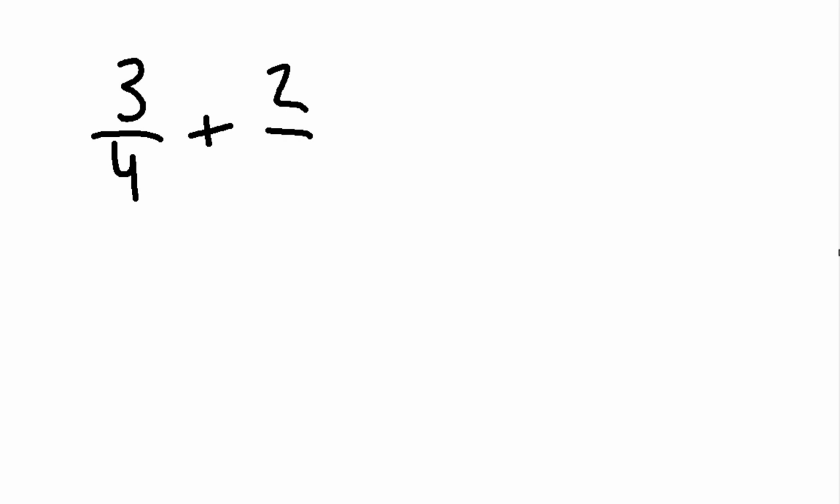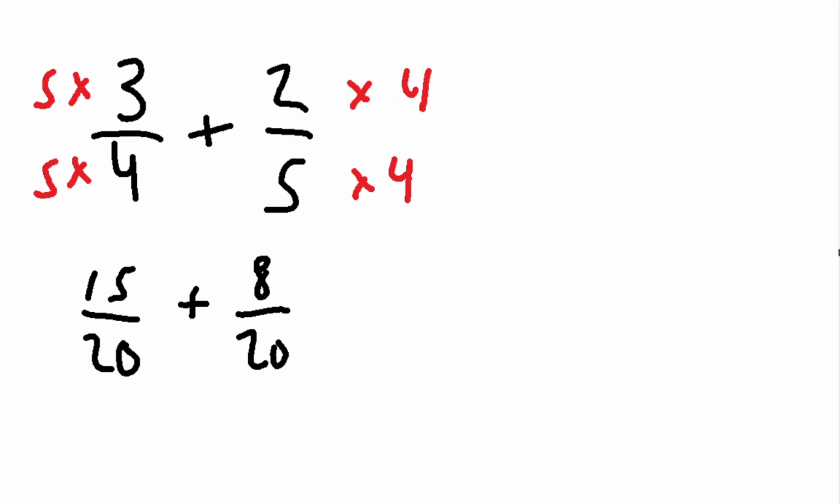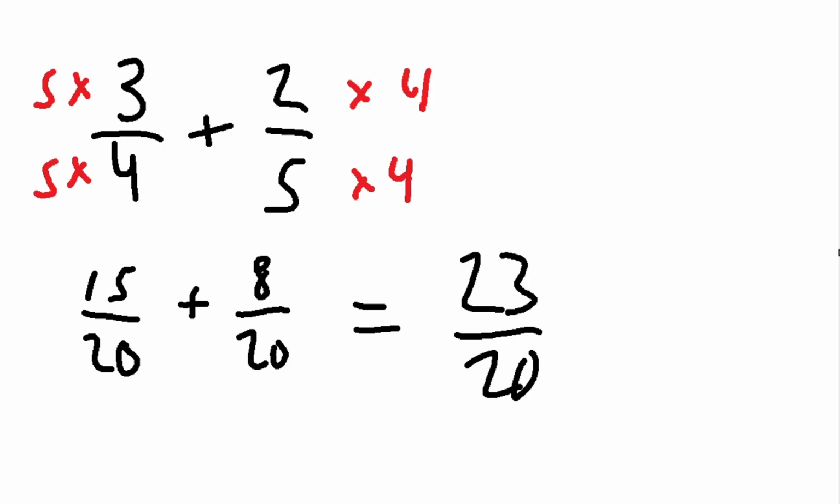3/4 plus 2/5. You've probably heard before that you need a common denominator to add and subtract fractions. Without the shortcut I'm going to show you, you do. You would multiply the top and bottom of the left fraction by 5 and the right one by 4, so they both have 20 on the bottom. After multiplying, we have 15/20 plus 8/20. Now we can add them since they share a common denominator. 15 plus 8 is 23, so we get 23/20 as the answer.